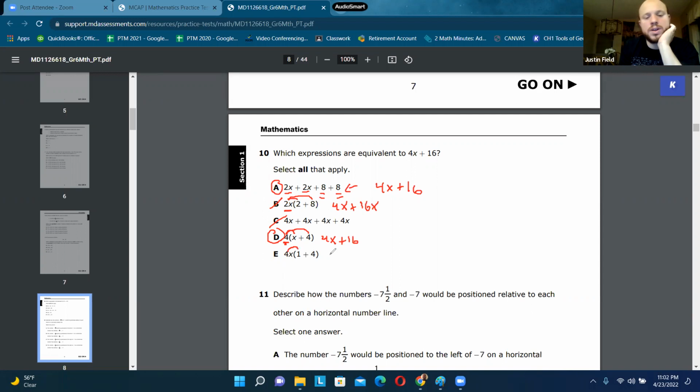And then how about this one? 4x times 1 is 4x. And 4x, oh, we're going to get 16x again. Sorry, you're not. So that's how we do that. We just simplify all of them and see which ones match.